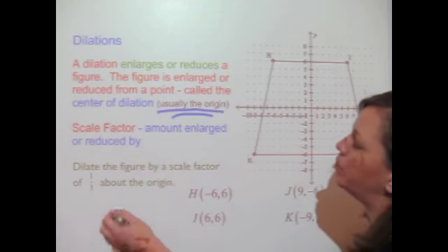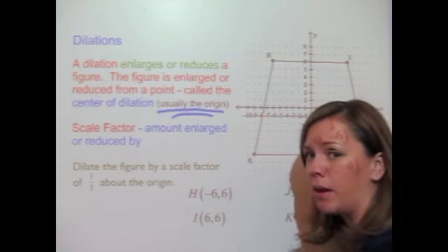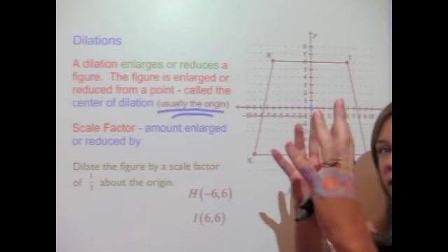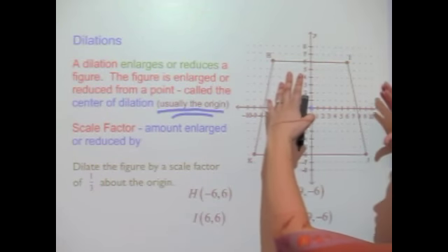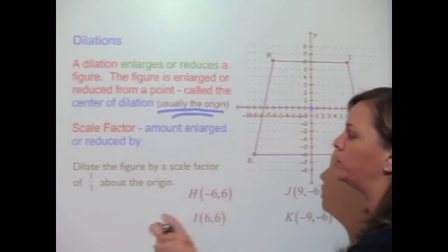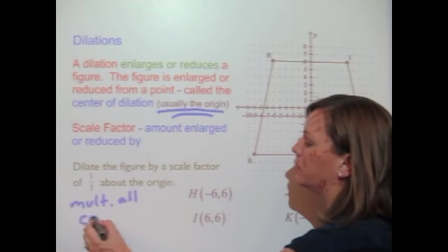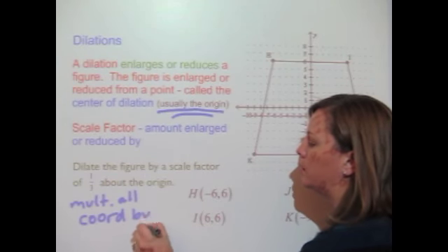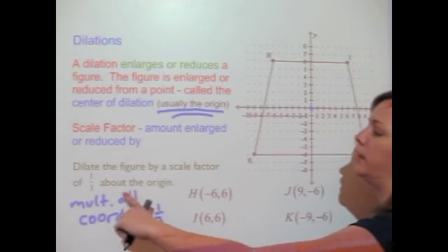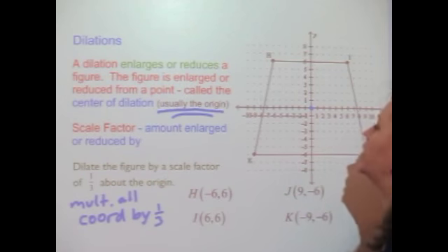So let's look at an example. Let's dilate the figure by a scale factor of 1/3 about the origin. So since you're dilating it about the origin, you're not moving the figure and shrinking it, you're just taking it and shrinking it in place. It's really easy to do this. All you have to do is multiply all your coordinates by 1/3, because that's the scale factor. It would be different if you were dilating it around a different point than the origin, but I haven't seen any problems like that on the Ames.